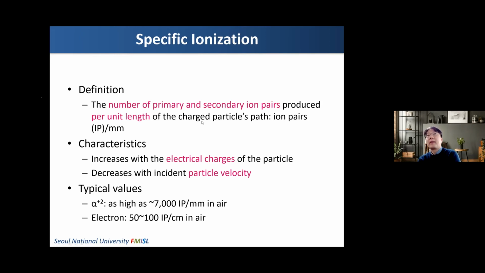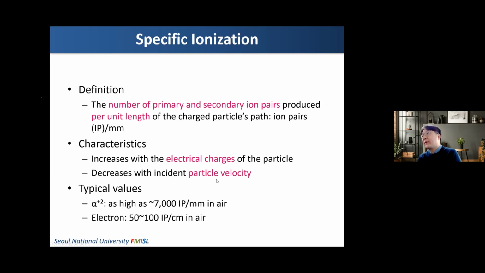If the charged particle can be effectively used for therapeutic purposes, it should have higher specific ionization. Anyway, this specific ionization increases with the electrical charge of the particle. I mean that +2 is better than +1, and this specific ionization decreases with the incident particle's velocity.